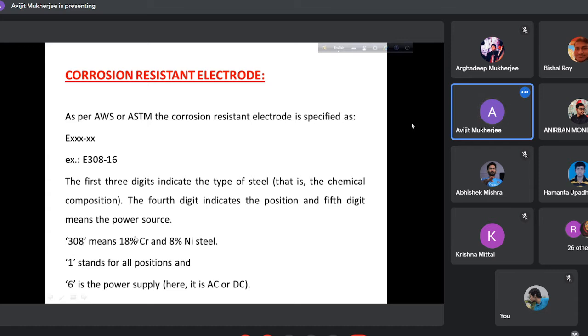308 means 18% chromium, 8% nickel steel. Chromium nickel steel, 18 chromium, 8 nickel. Chromium is corrosion resistant. Turbine blades are also enriched in chromium.